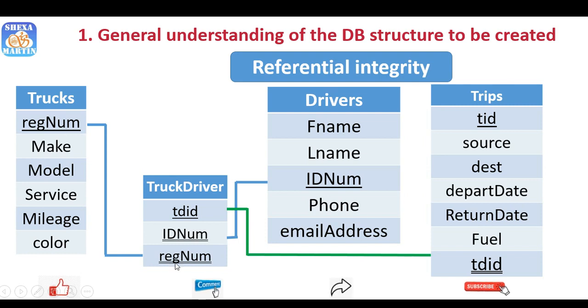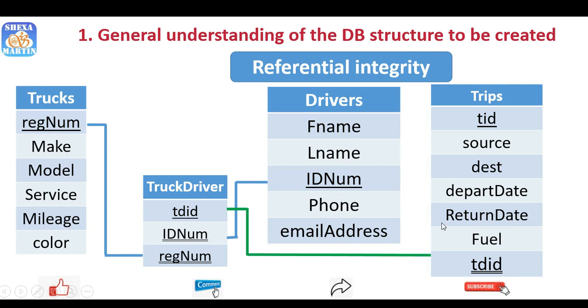Now it's a foreign key. Same applies. idnum is a primary key in drivers, and then it's a foreign key in truck driver. Same applies to ttid, which is a primary key in truck driver and foreign key in trips.